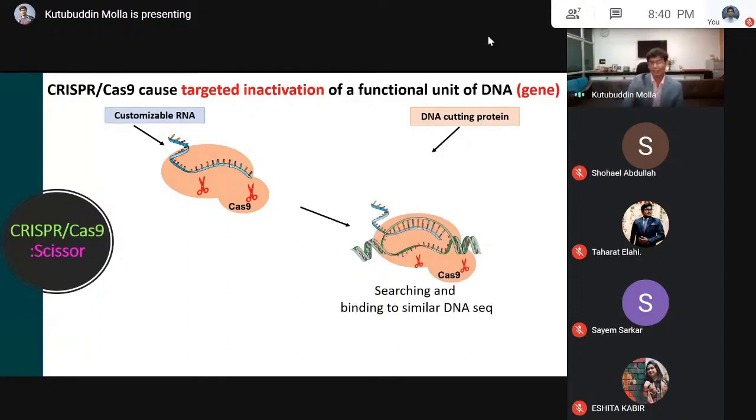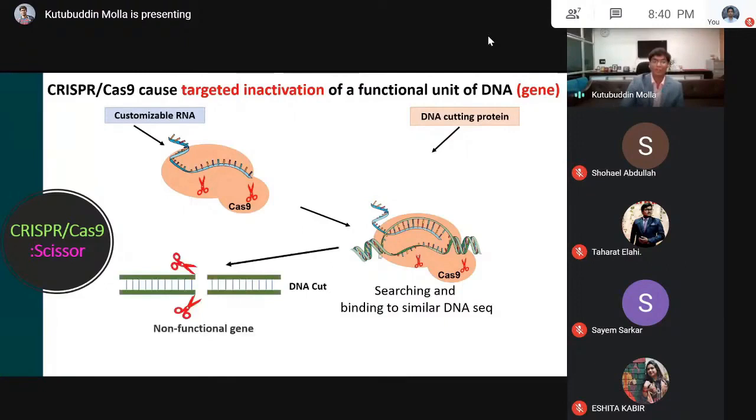So this is the genomic address. Whenever it finds exact similarities, it will bind there, and then it will make a double strand break in that DNA. Wherever there is a cut, the gene would no longer be functional. So you are able to inactivate a functional gene or a functional portion of DNA. It is as simple as that.